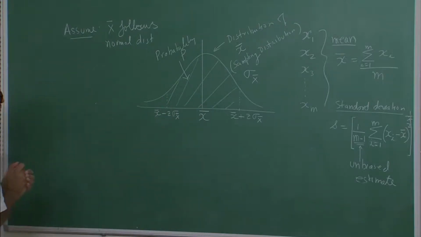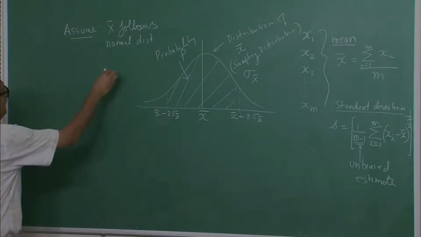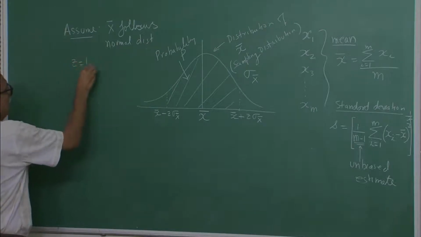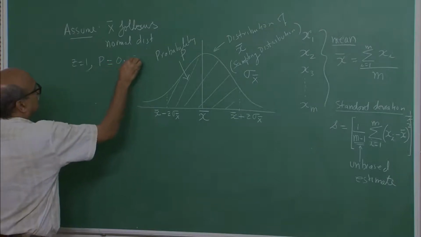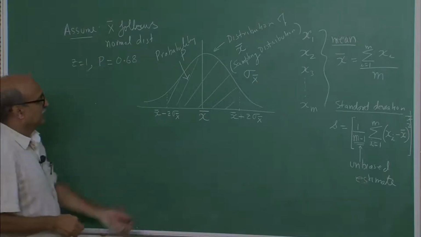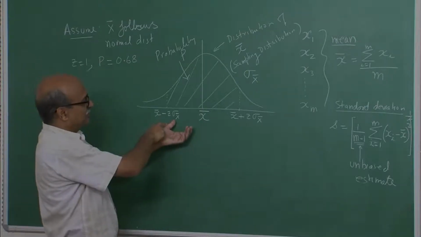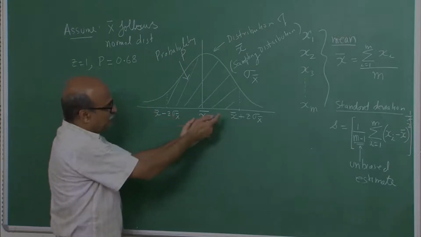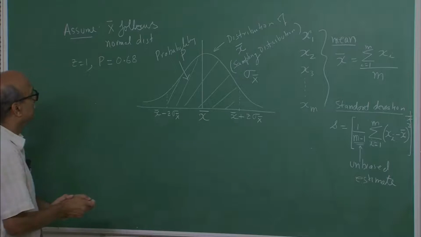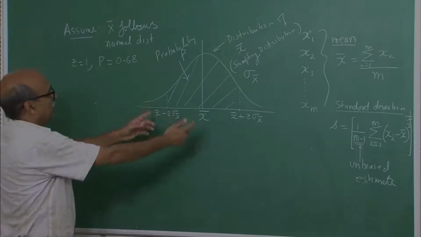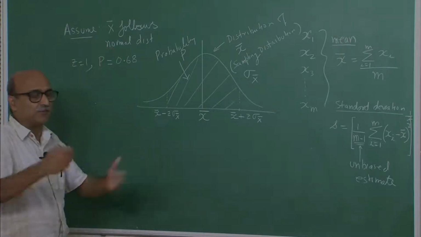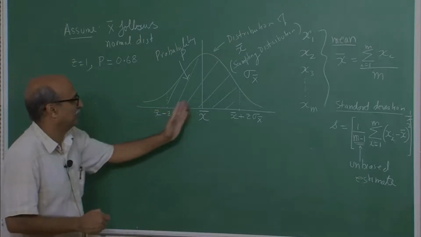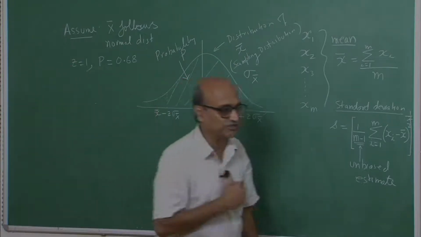Now, just to give you some idea regarding what these areas are. For z equal to 1, p equals 0.68, which means that for the range mean minus 1 standard deviation to mean plus 1 standard deviation, the value will lie in this range 68% of the time. So, there is a probability of 0.68 that the value will lie in this range. So, this is an interval we have defined for z equal to 1.